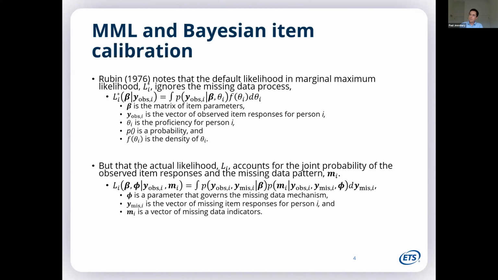And Rubin shows that the actual likelihood and default likelihood are proportional in special cases, but not always. And when they're not proportional, there's no guarantee that inference, or the estimation of item parameters in this context, will be accurate.